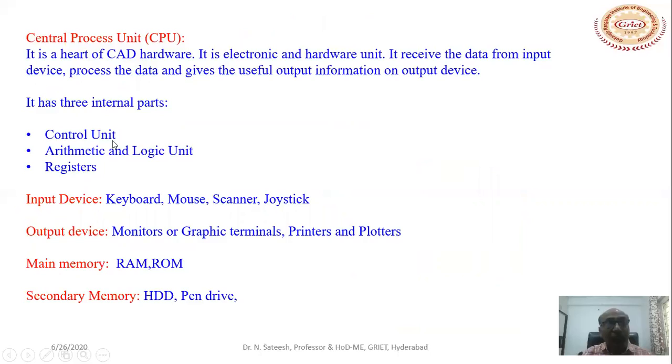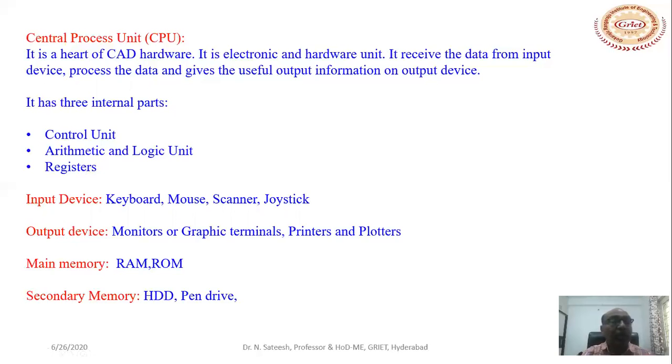Control unit. It controls all the hardware of the computer as well as the internal parts of the unit, like the arithmetic unit and register. It receives the data, converts it according to the software inbuilt in the computer and according to the user's convenience, and gives the useful output to the output device. So this is the main part of your CAD system.